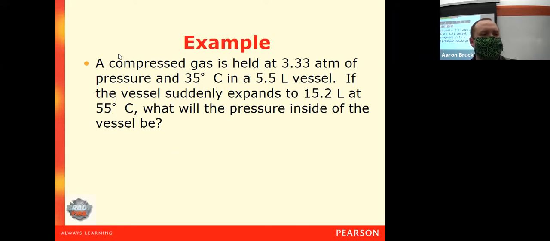So let's do some practice problems. We have a compressed gas held at 3.33 atmospheres of pressure and 35 degrees Celsius in a 5.5 liter vessel. If the vessel suddenly expands to 15.2 liters at 55 Celsius, what will the pressure inside the vessel be?